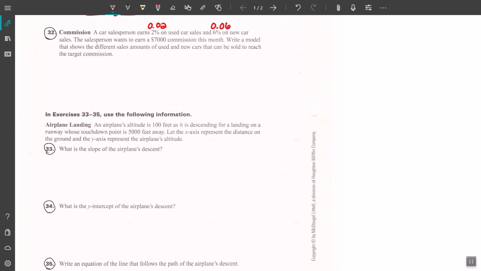Remember, percent means out of 100. Okay, that's out of 100 or per 100. So if I have 2%, that means I have 2 out of 100. And if I turn that into a decimal, that's how I got that 0.02.